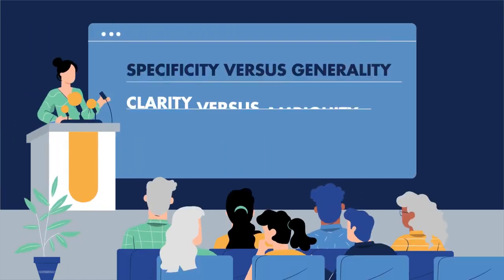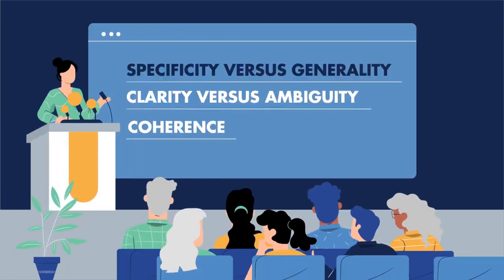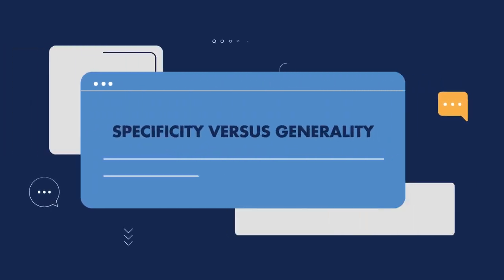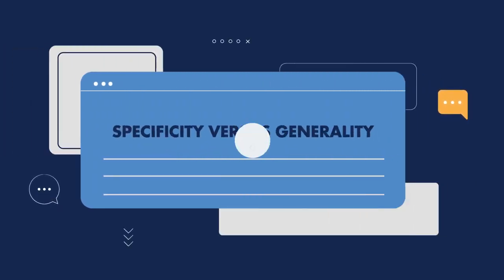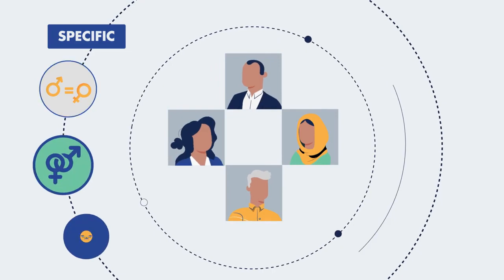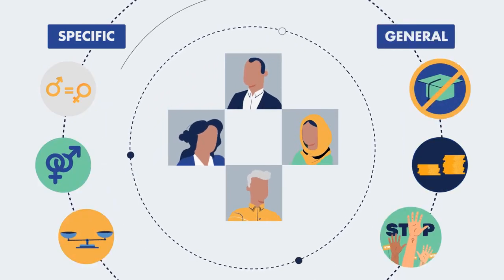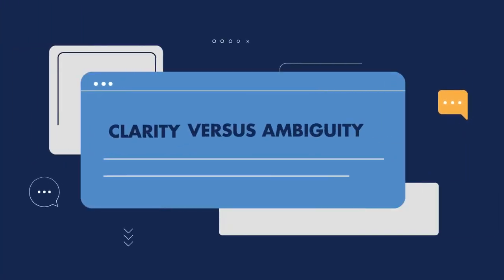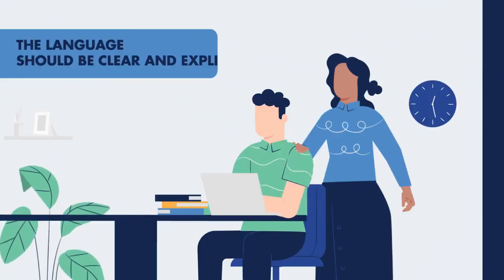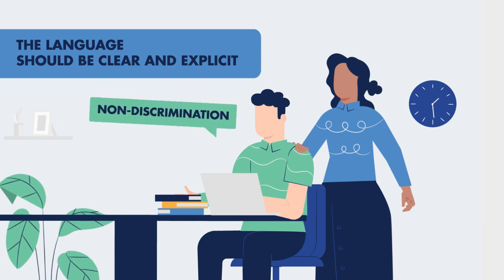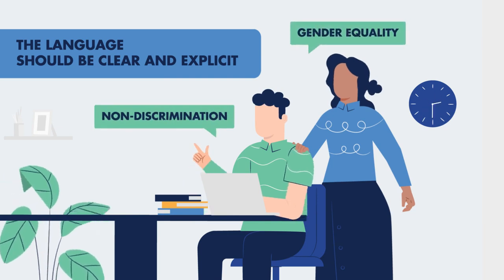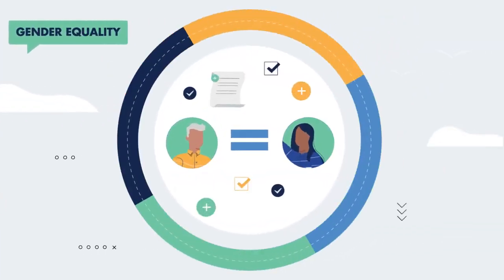Strategies. Drafters can employ the following strategies when considering constitutional language. Specificity versus generality. Drafters should be specific when it protects gender equality and general when specificity restricts women's rights. Clarity versus ambiguity. The language should be clear and explicit, in particular when stating principles of non-discrimination and gender equality.